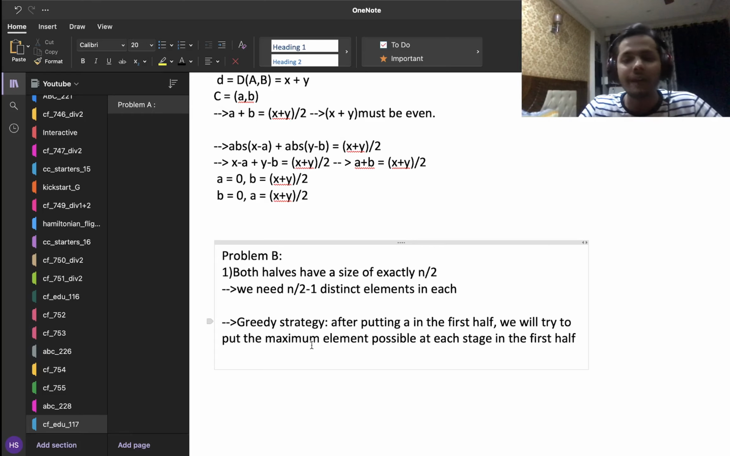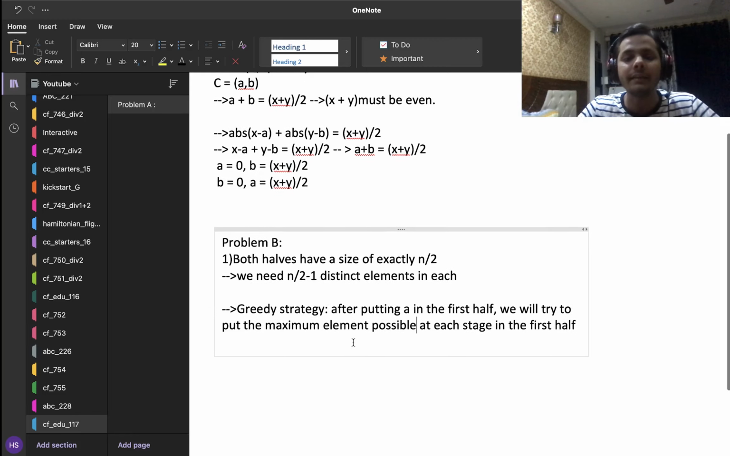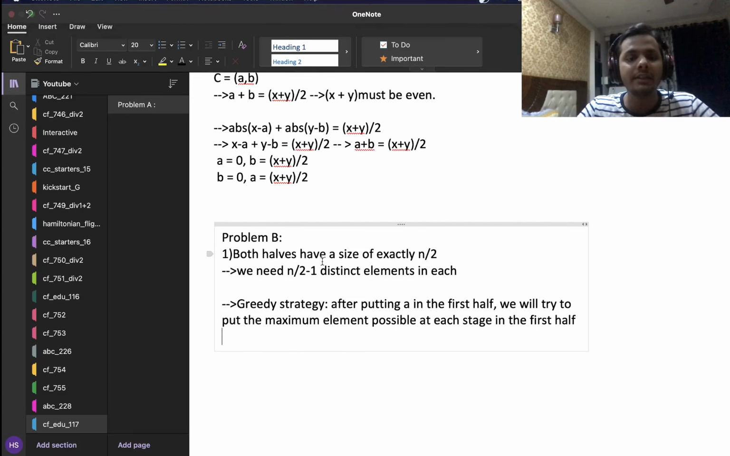That is why, while in the first half, we will try to put the greater elements in the first half, because that will prevent them from going in the second half, and that will help us to make b the maximum element in the second half. And similarly, when we are in the second half, we know that we want a to be the minimum element in the first half. So it is beneficial for us to put all the small elements in the second half so that it is easy for a to be the minimum element in the first half, right? So yeah, this is the greedy strategy for this problem.